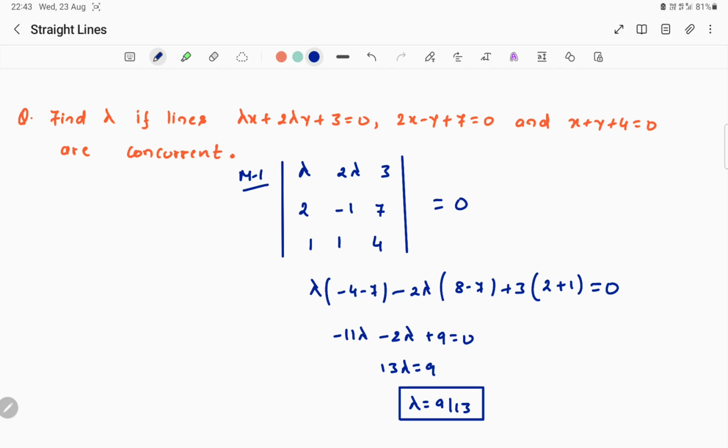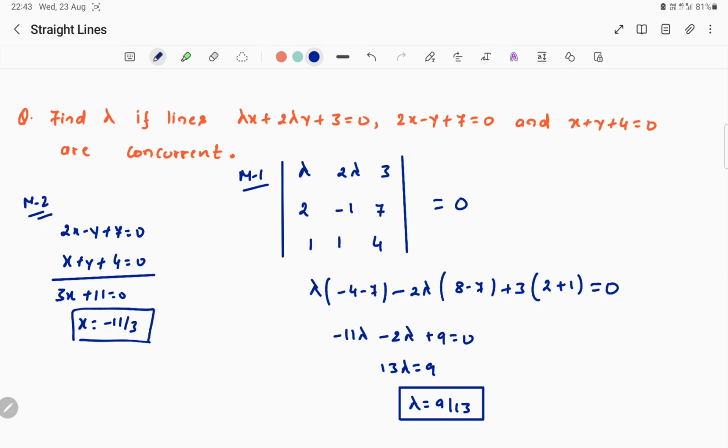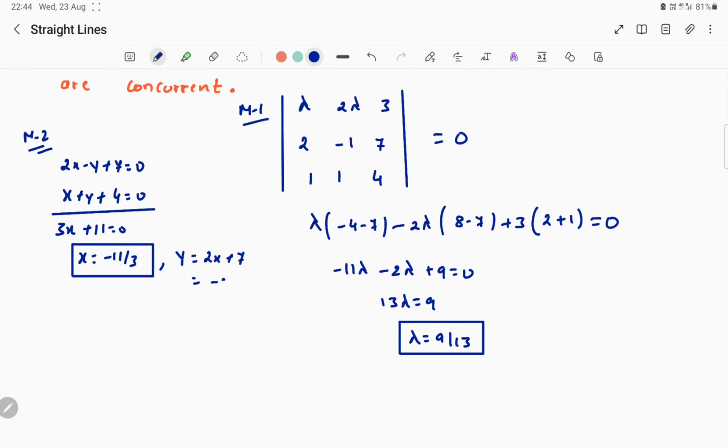Method number 2 is that these equations are given, so solve them. Let's solve 2x minus y plus 7 equal to 0 and x plus y plus 4 equal to 0. When you add these equations, you get 3x plus 11 equal to 0. So x is minus 11 by 3. And the y value is 2x plus 7, which is minus 22 by 3 plus 7, which is minus 1 by 3.